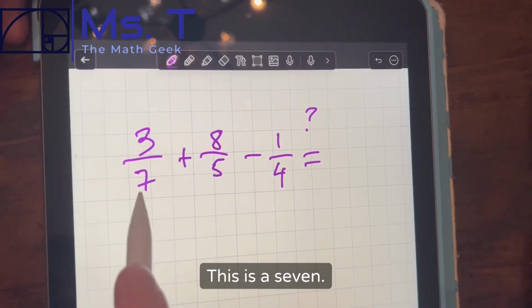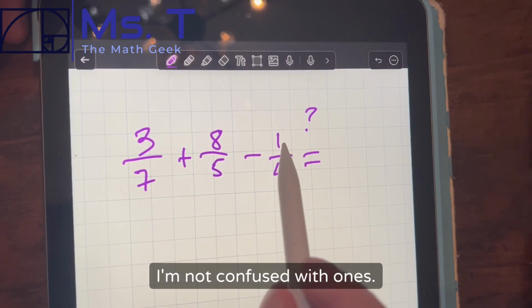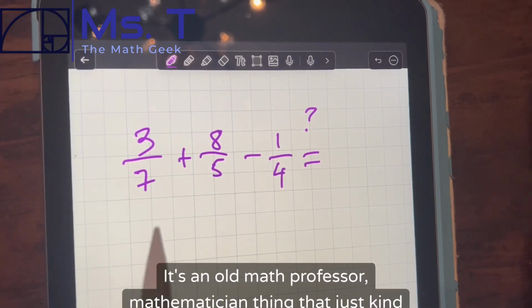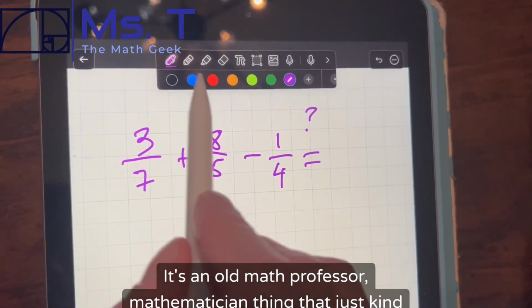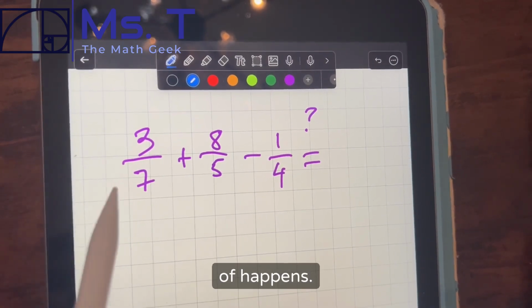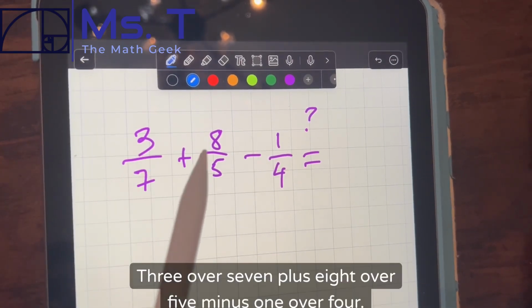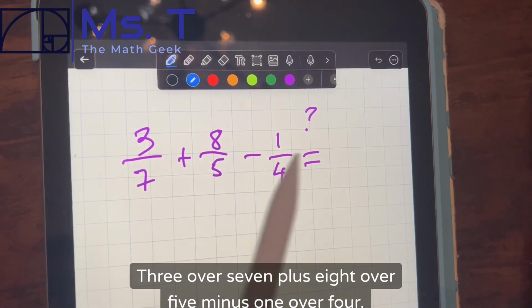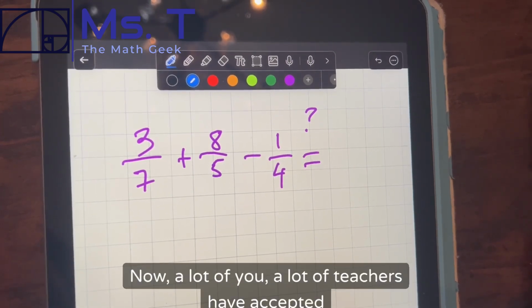3/7. This is a 7. I have a slash through my 7s to not be confused with 1s. It's an old math professor, mathematician thing that just kind of happens. 3/7 plus 8/5 minus 1/4. What is that?